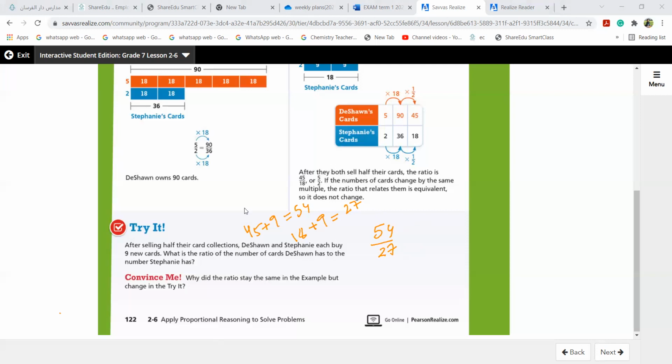What is 54 over 27? Calculator, 54 divided by 27. It's 2, right? That means your answer is 2:1. Your answer is 2:1. Did you understand everything? Enough if you write 2:1, and how you got it is explained up here.